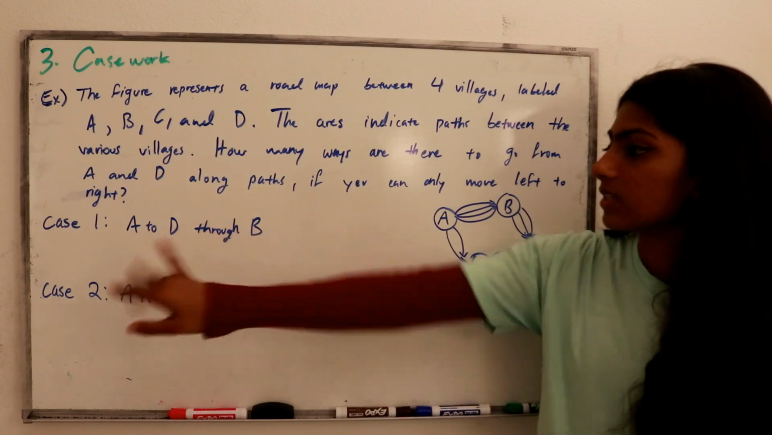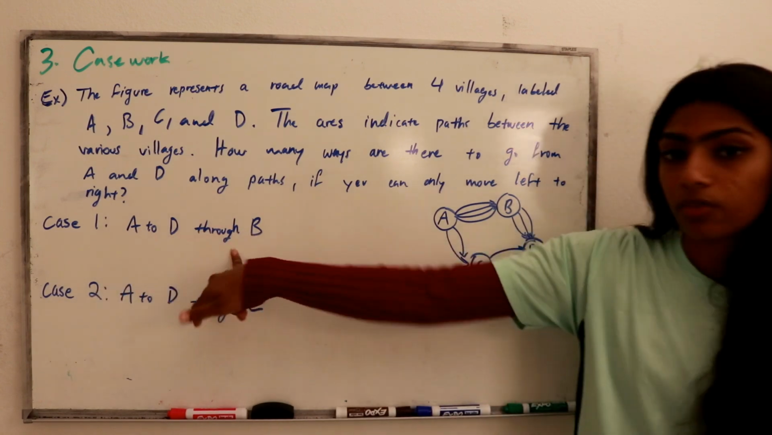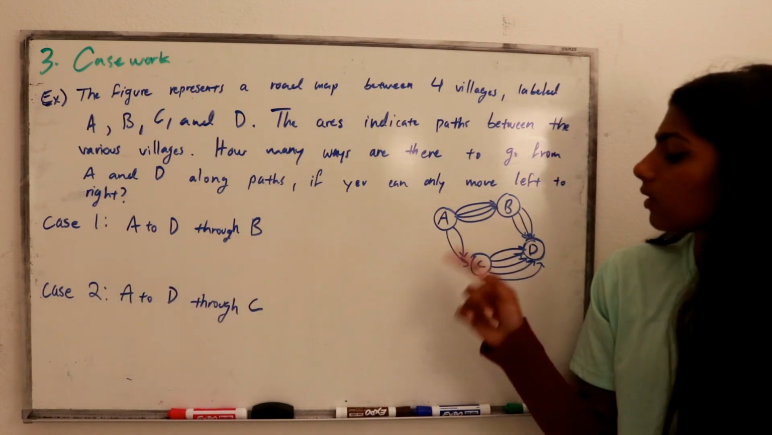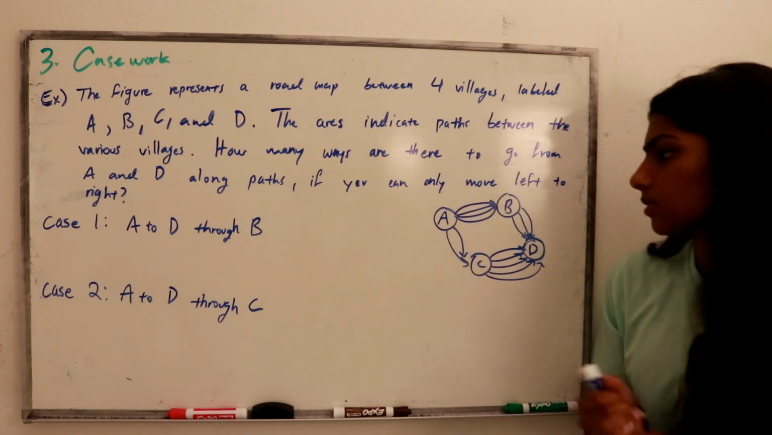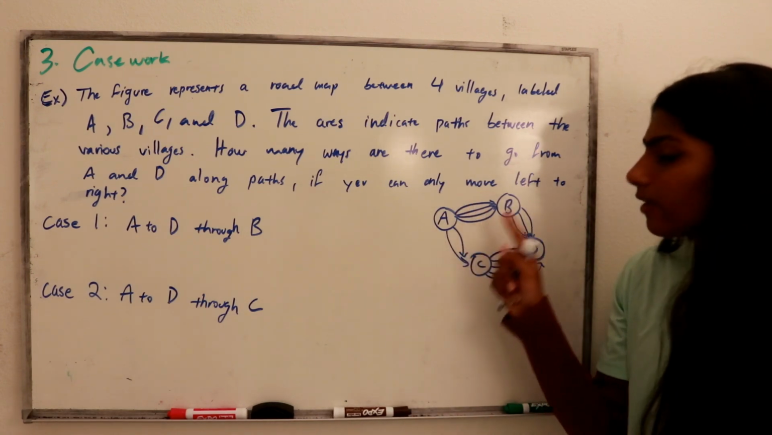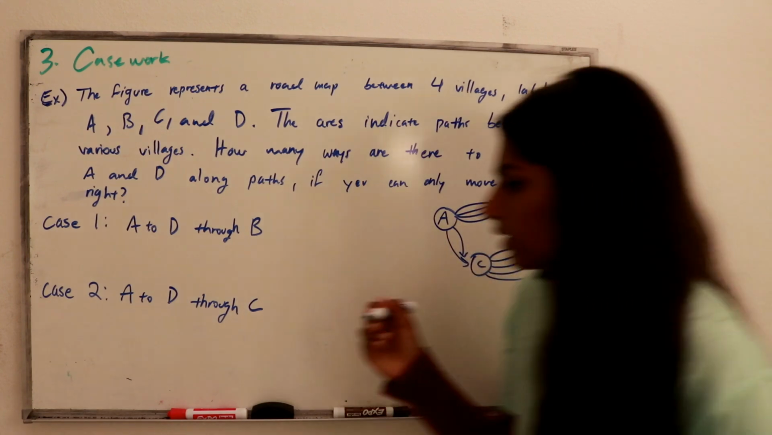So case 1 says that you can go A to D by going through B, right here. So to see how many different ways you can do this, well, we can look at the different options. So we have 1, 2, 3, 4 different ways to get to B.